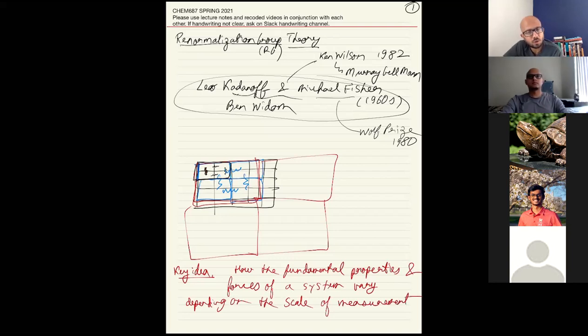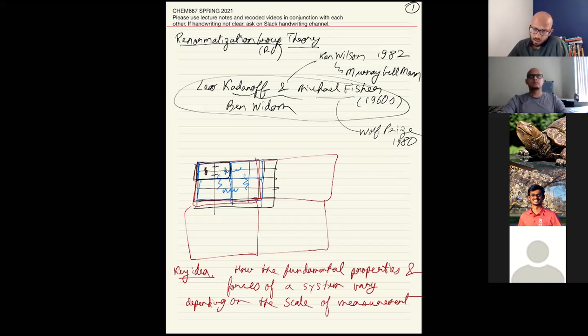If we can find a connection between this, then instead of looking at a system made up of 10 to the power 23 number of atoms, we could zoom out, we could keep dividing it, keep decimating the system, so to say, until it's made up of very few things, or the interactions become very weak, and then use the properties of one system to infer the properties of some other system. That's what we are going to do. So how do the fundamental properties and forces of a system vary depending on the scale of measurement?